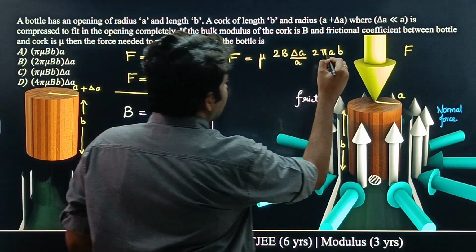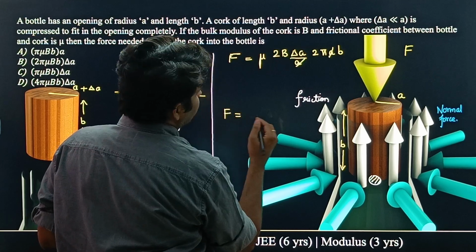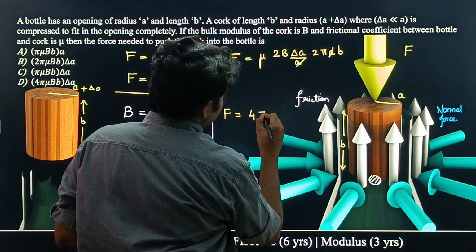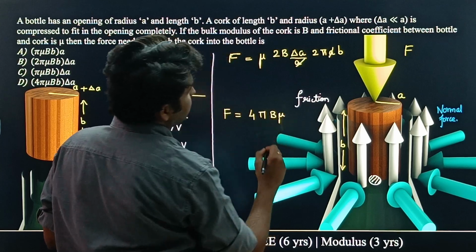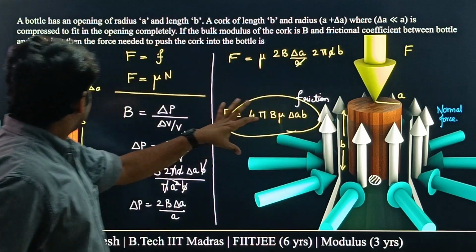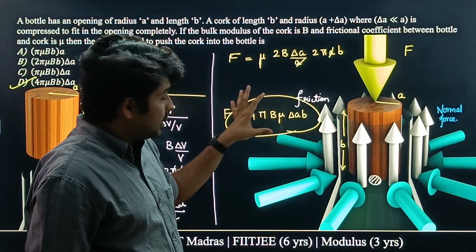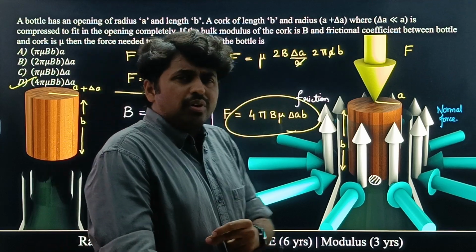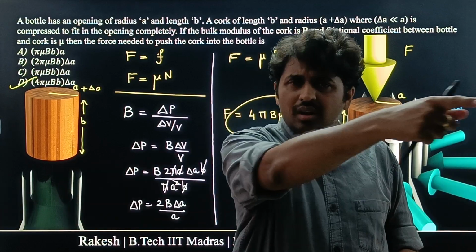Okay, so I can cancel out this, and finally I get F that should be applied equal to 4 pi B mu A times delta A into B. So we get this as the answer: 4 pi capital B mu A delta A into B. Okay, so I hope you all have understood this question with this beautiful visual. Okay, and see you all in the next video.